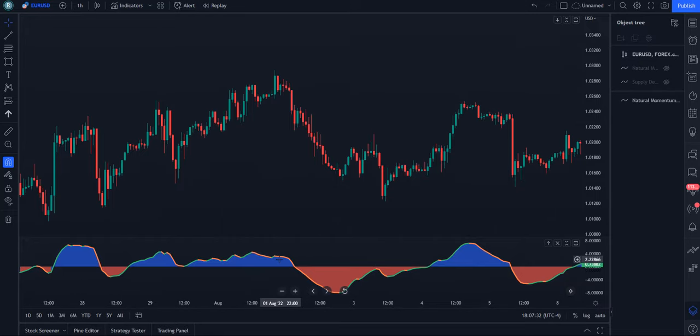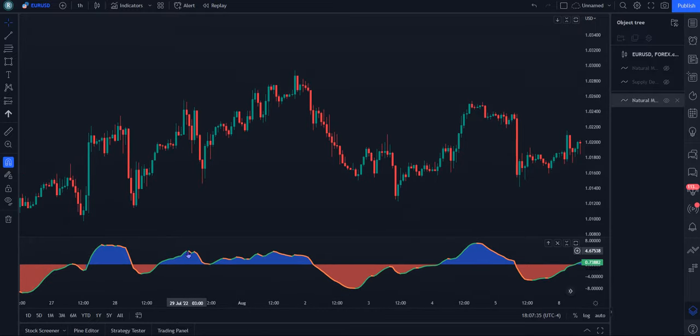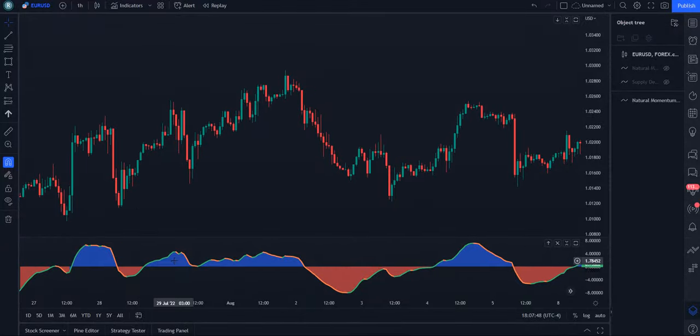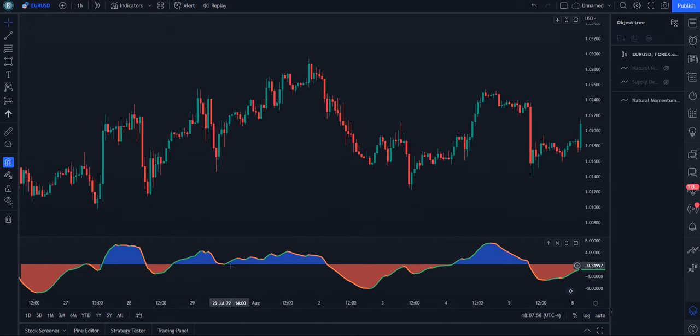And as you can see here on the bottom, it's kind of a histogram, but a colored-in zone area. And then it also has the line that is below it if it's red, or above it if it's blue. And that line is either going to be green in color or orange. Green is obviously indicating bullish momentum. Orange indicating bearish momentum.